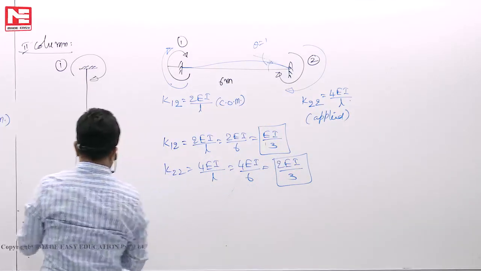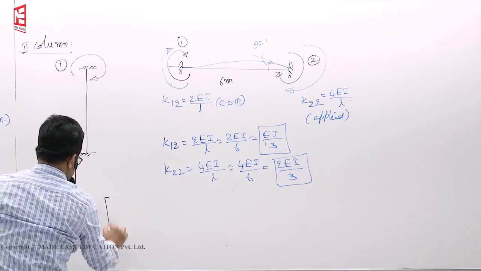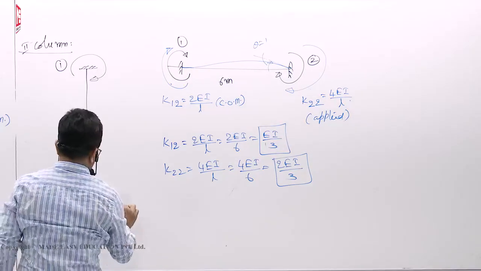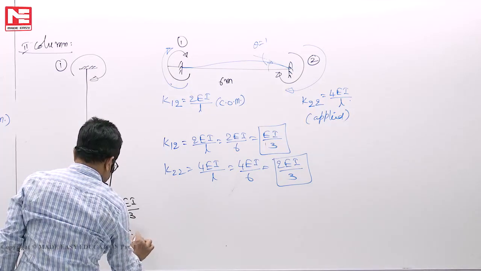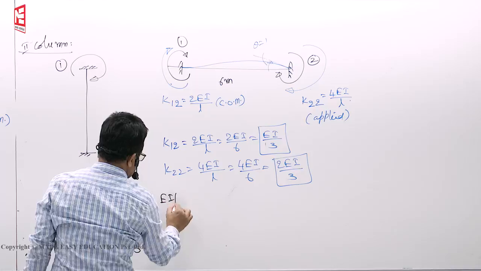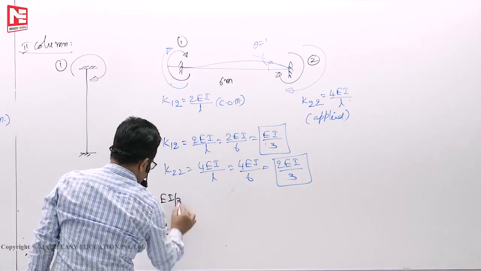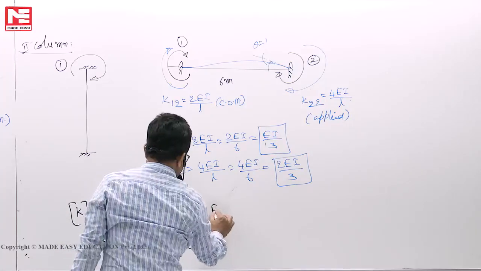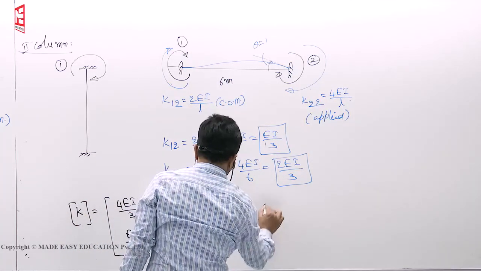So your stiffness matrix will go like this. K11 is 4 EI by 3, this is EI by 3, first column. Second column is EI by 3, 2 EI by 3. If at all you take EI by 3 as a common factor, it is 4, 1, 1, 2.